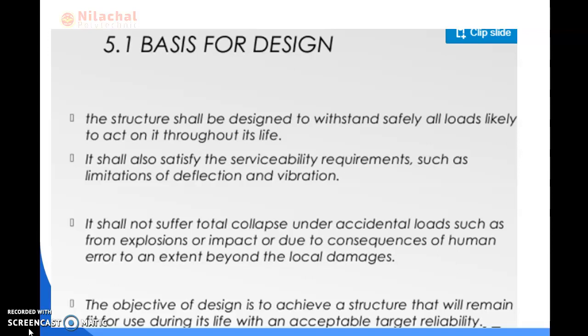The objective of design is to achieve a structure that will remain fit for use during its life with an acceptable target reliability. So first of all, we consider serviceability, collapse and structural behavior in the design. It is a basic requirement for the design part.